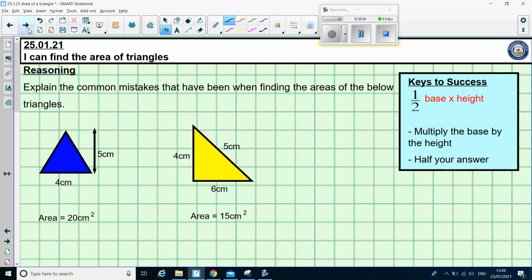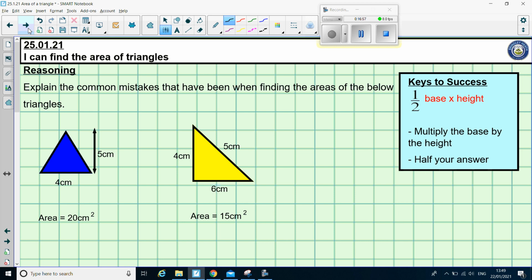Okay then, Year 6, I hope you got on all right on maths.co.uk and you're feeling quite confident with finding the area of a triangle. On the screen then, I have got 2 triangles, my blue triangle and my yellow triangle. And somebody has found the area of these triangles and they have made some common mistakes. And they might even be mistakes that you've just made on maths.co.uk when you were doing your work.